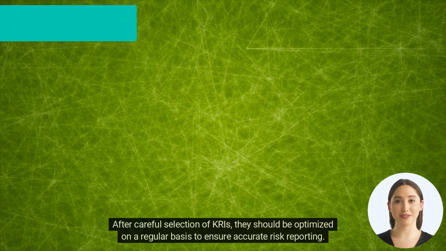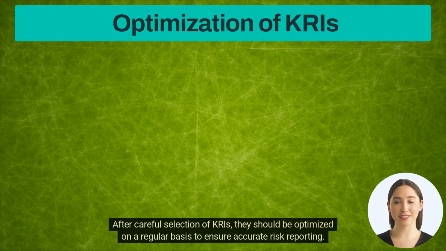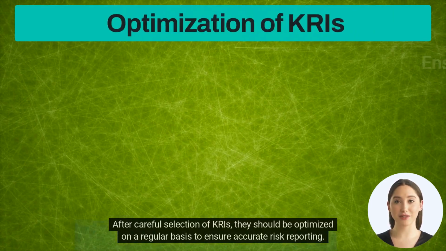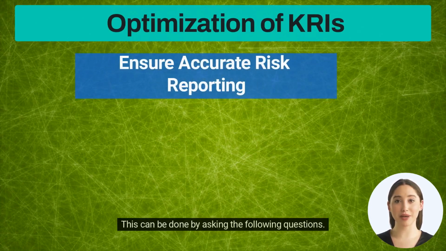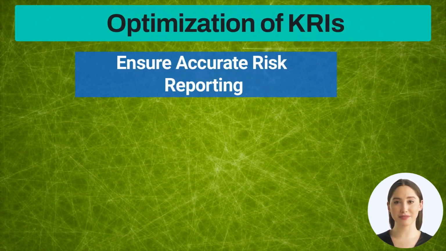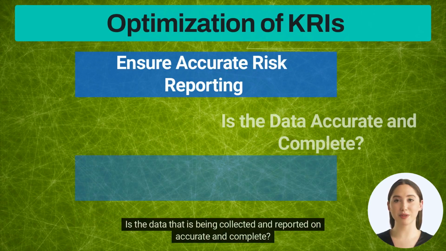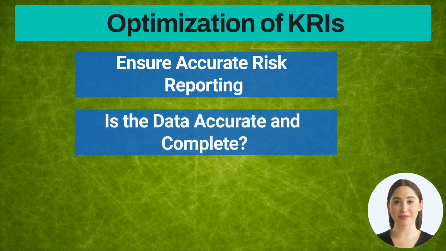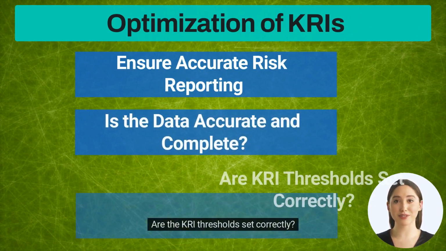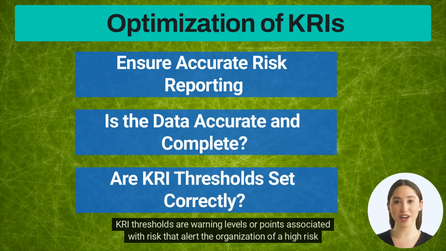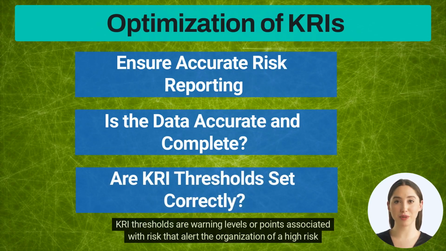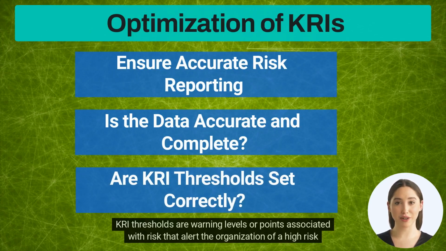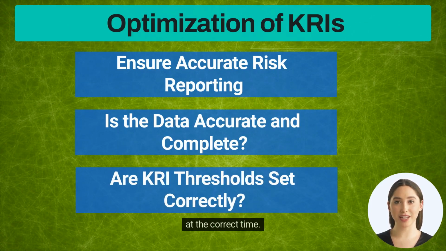After careful selection of KRIs, they should be optimized on a regular basis to ensure accurate risk reporting. This can be done by asking the following questions. Is the data that is being collected and reported on accurate and complete? Are the KRI thresholds set correctly? KRI thresholds are warning levels or points associated with risk that alert the organization of a high risk at the correct time.